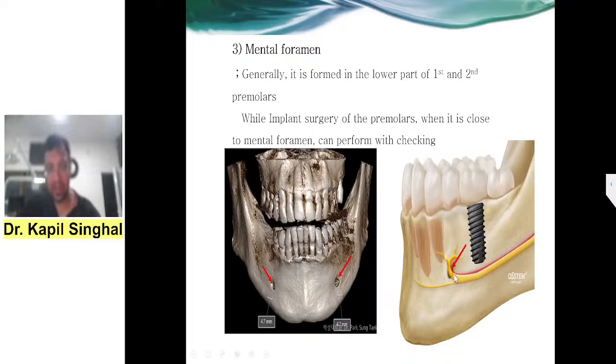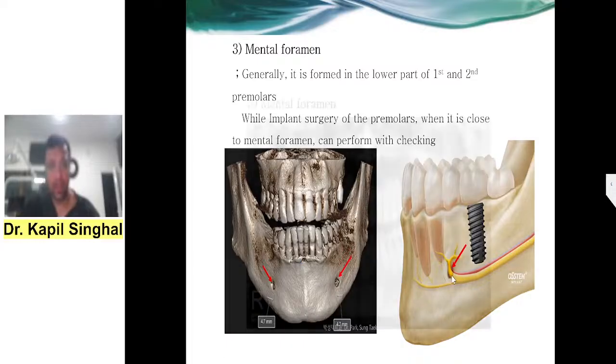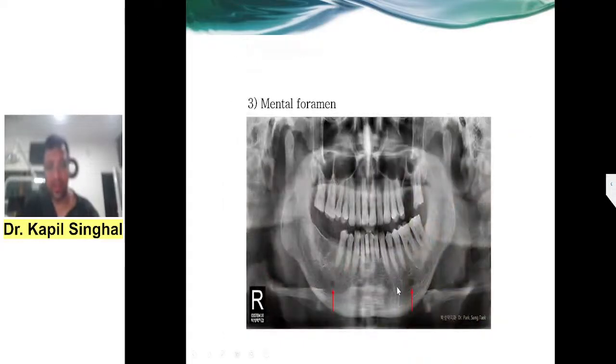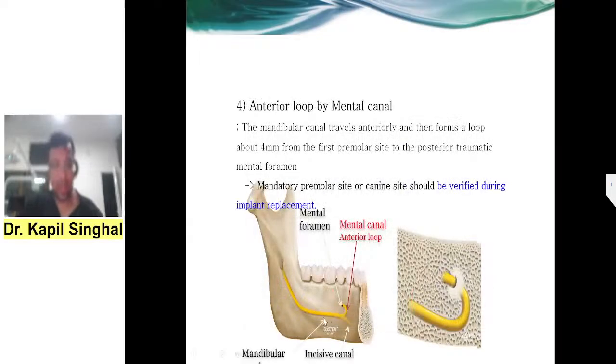It is the foramen through which this inferior alveolar nerve will exit outside the mandible, and from here where will it go? Buccal mucosa. Okay. A lot of times this is visible like this. Can you see this? This is the mental foramen. Many times in this mental foramen there is a loop. The nerve moves forward, then comes backward, and then comes out of it. So there is this loop.